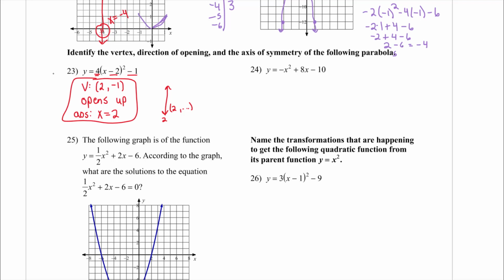24, it is not in vertex form, so we're going to have to use our fancy formula, negative b over 2a. So that would be negative 8 over 2 times this negative x squared would be a negative 1. 2 negatives make a positive, so we're doing 8 divided by 2, which is 4. We're going to take that 4 and plug it in. Now, this is a tricky thing.